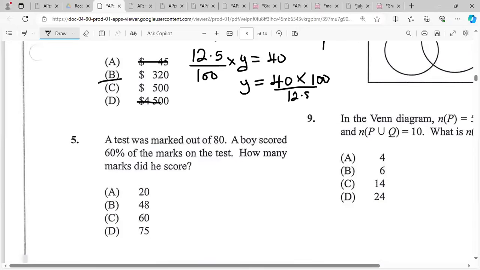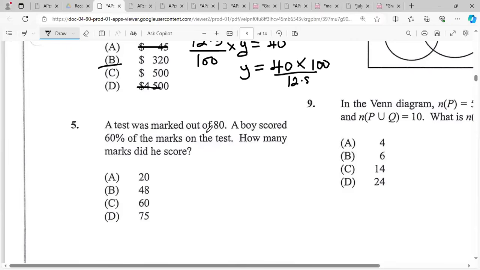All right. Number 5 says a test was marked out of 80. A boy scored 60% of the marks on the test. How many marks did he score? You can eliminate 20, because that means you would get 25%. You can eliminate 75, you see, so it's between these two. But to show working, let's see if we can figure it out. So it's 60% of a number. We don't know what the number is, right?